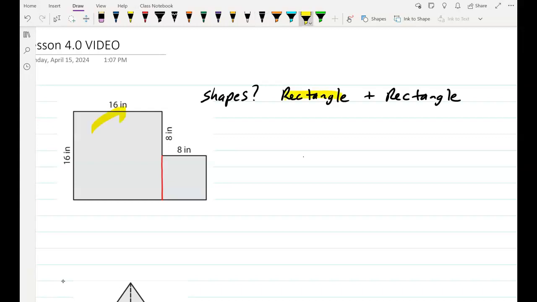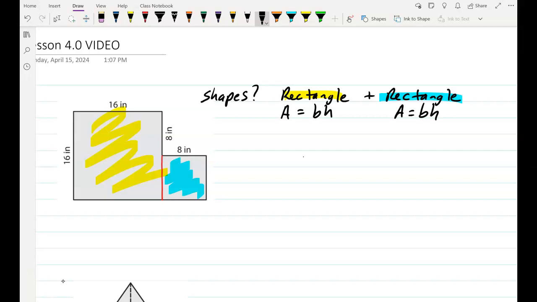Okay, rectangle 1 and rectangle 2. And all I have to do is find the area of each of those rectangles. And I know the area formula for a rectangle is base times height. All right, so starting with the first rectangle, the base is 16 and the height is also 16. So 16 times 16 is 256. And this is in inches, so this will be square inches.